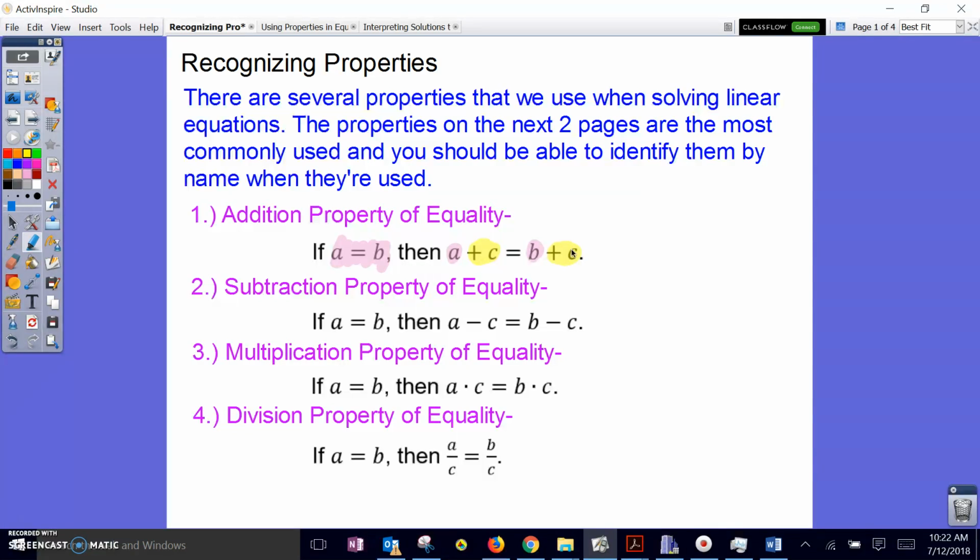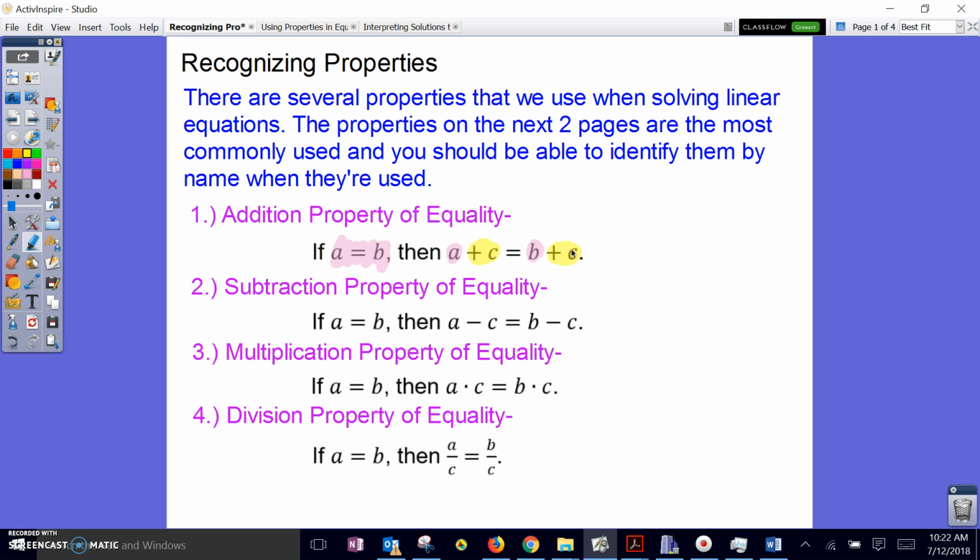Same thing going down through the other 3 properties on this page for subtraction. If we subtract the same thing from both sides of an equation, then we end up with still something that's equal. Multiplication property: if we multiply both sides by the same thing, we continue to have something that's equal. And the division property: if we divide both sides by the same thing, then we continue to have something that's equal. So anytime that we add, subtract, multiply, or divide something through both sides of the equation, we're using one of these properties of equality to justify that step is correct.